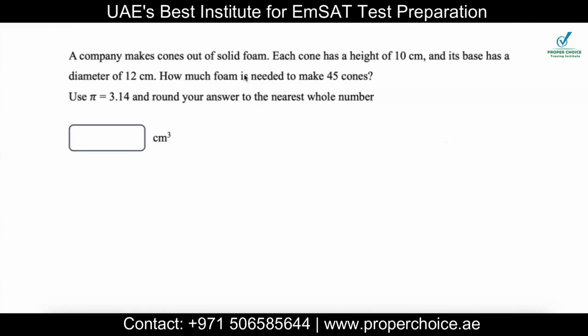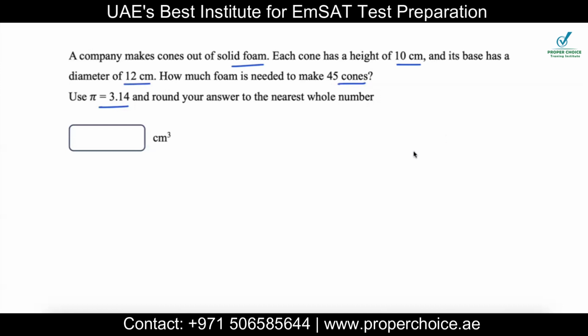A company makes cones out of solid foam. Each cone has a height of 10 centimeter and its base has a diameter of 12 centimeter. How much foam is needed to make 45 cones? Use pi as 3.14 and round your answer to the nearest whole number. To find the amount of foam needed, you should find the volume of one cone and multiply that by 45. Now, the volume of the cone formula will be given to us.